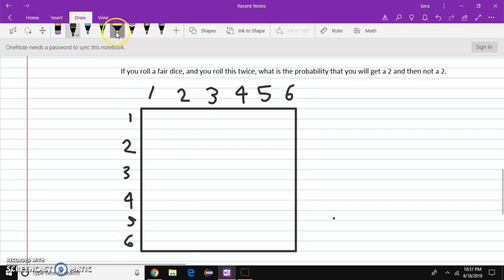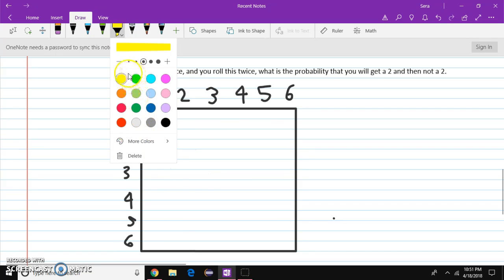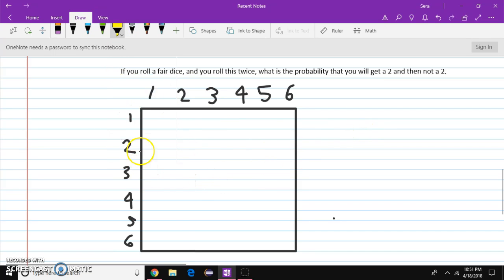So what's the probability you will get to roll a 2 and then not a 2? So you can get a 2, not a 2, 2, 2, and this. If I use my highlighter, it would be this color, let's just say. So 1, 2, 3, 4, 5. You don't get the 2 here. Or you could get the 2 here, 2, 3, 4, 5.